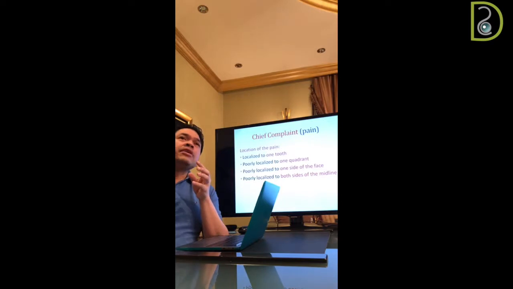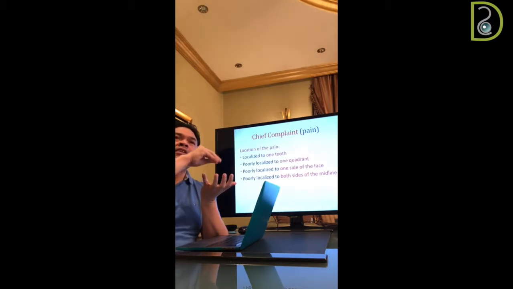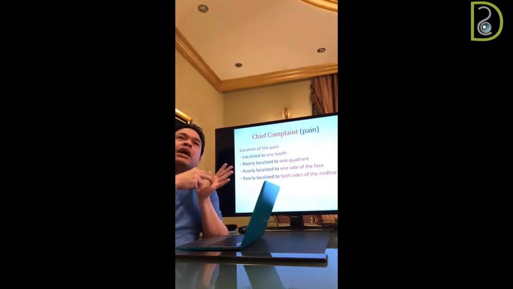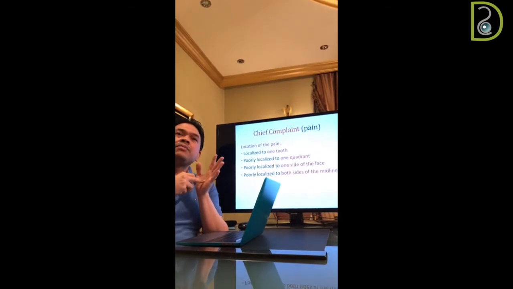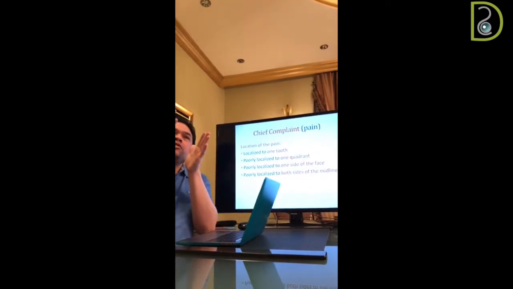If he cannot locate the tooth, that means the pain is diffuse, and that means the inflammation is still in the early stage or in the tissue. When the patient can localize that the tooth is the most painful tooth, that means we have involvement of the PDL. That means the inflammation goes from the pulp to the PDL.